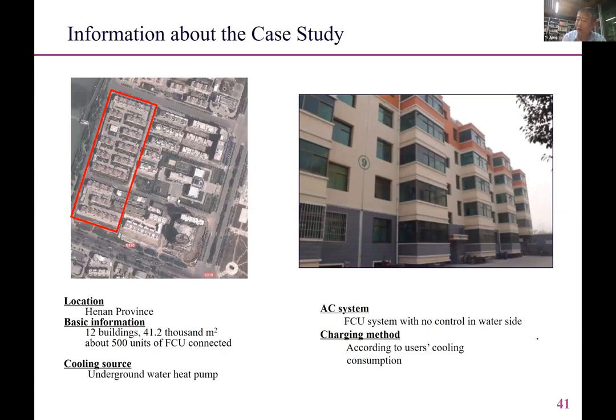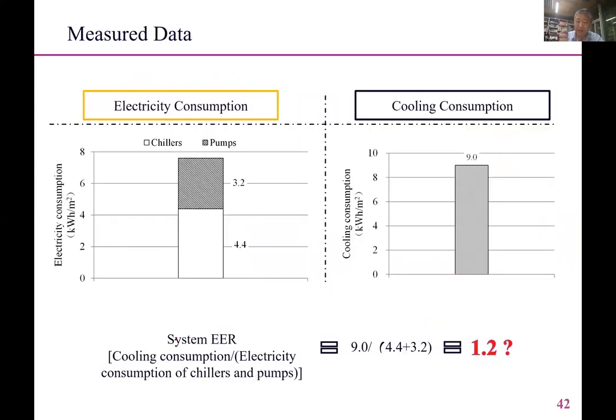Then I will show you a very strange case study that happened in China. There's a project in Henan. It's a water-water heat pump system providing chilled water for cooling of residential buildings. About 500 functional units are connected with this system. In our measurement, per square meter of building for the whole summer, the chiller electricity used is 4.4 kilowatt hours, not very large.